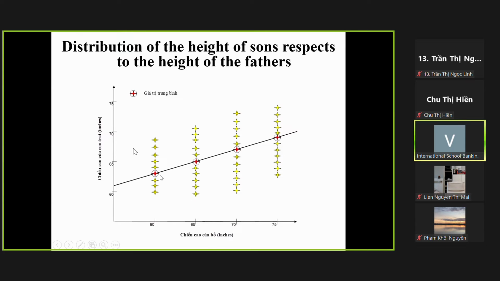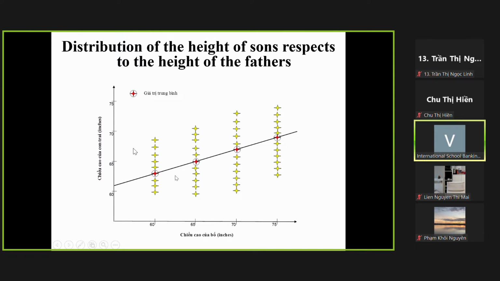So that's why Galton calculates, in each group here, the average or median value of the height of the sons. The red point here is the median or average value of the height of the sons in each group. This point is the average height of the sons in the first group. This is for the second one, this for the third one, and this the fourth group, right?